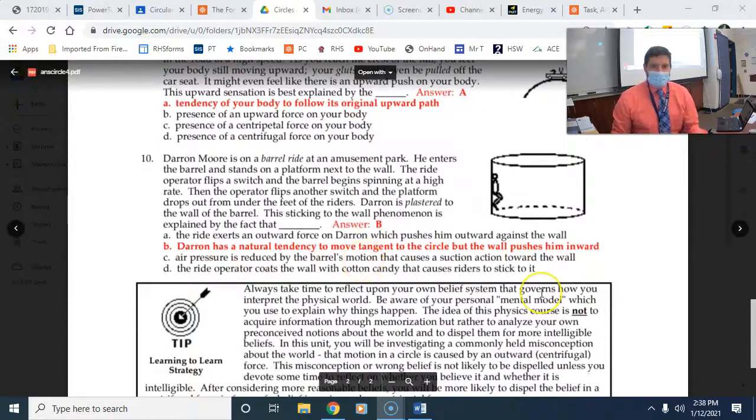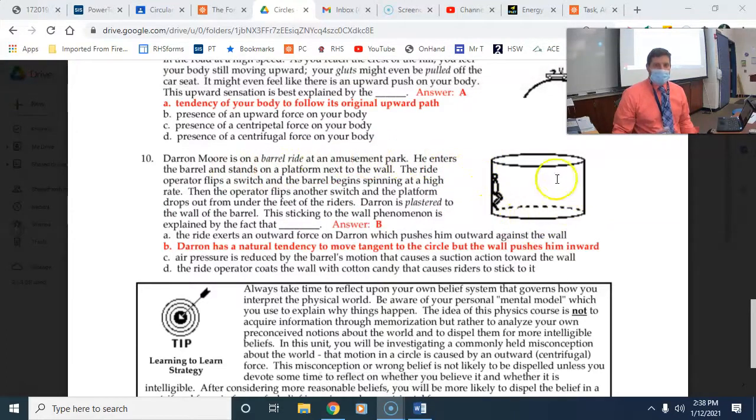All right, final one. Number 10. This describes what used to be a pretty typical ride at a lot of amusement parks, but not too many of them exist anymore. But there's a little diagram of it. Darren's on a barrel ride at an amusement park. He enters the barrel. It's just like a cylinder, basically. Kennywood used to have one of these, but they took it out quite a long time ago. But some of them still exist at some other places.